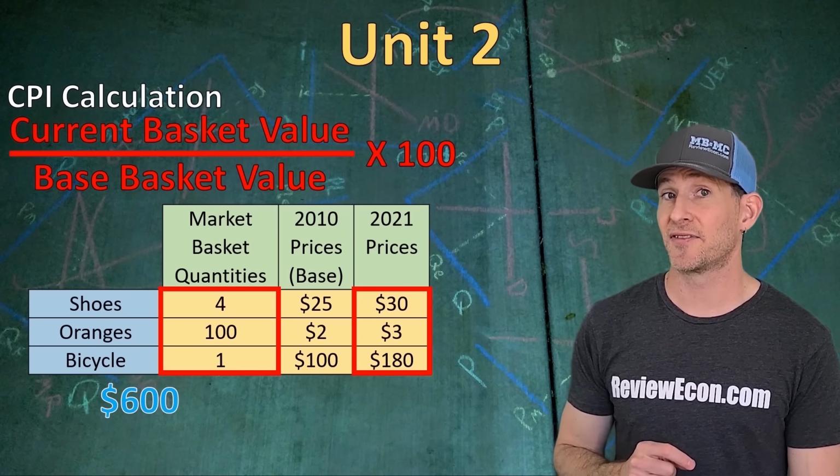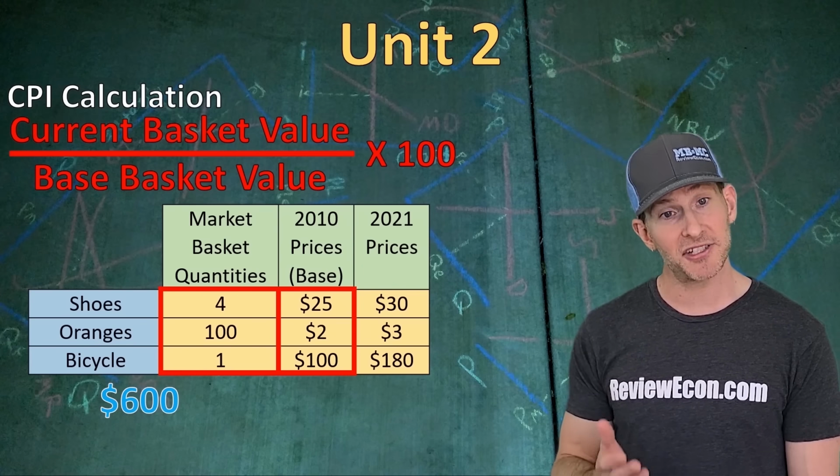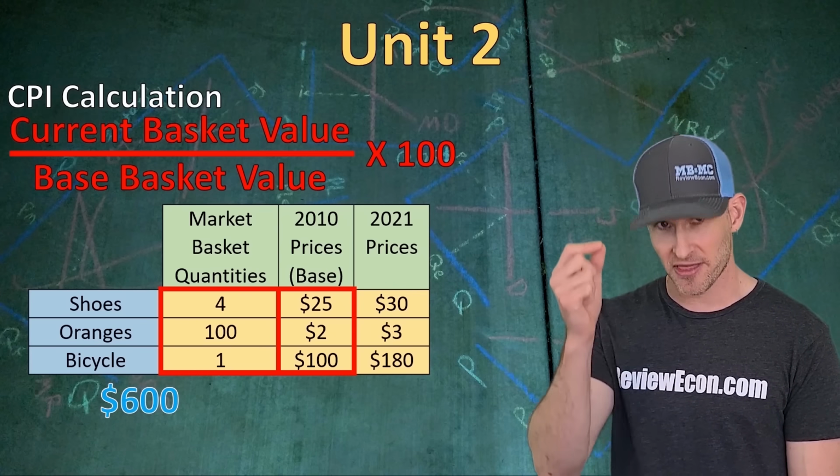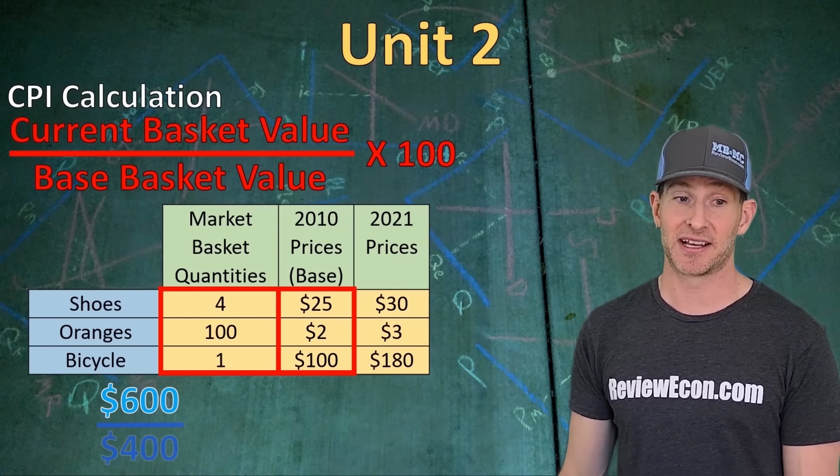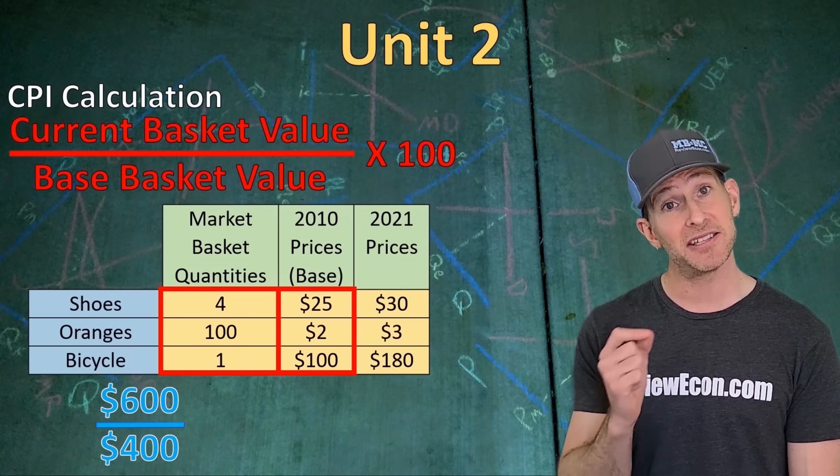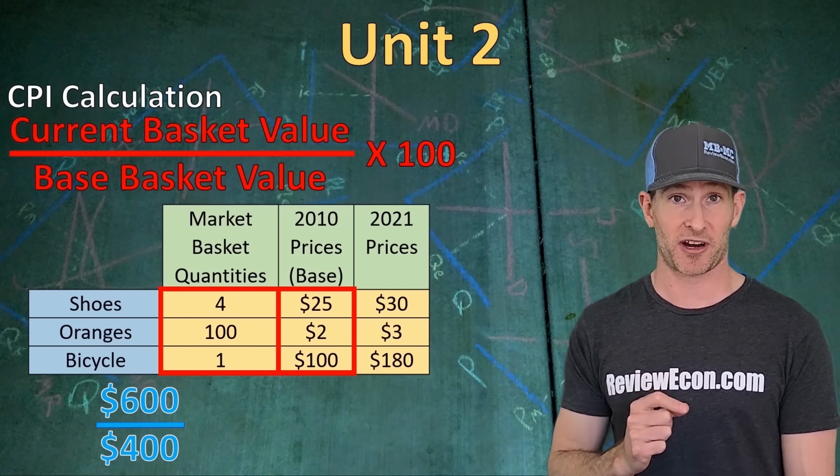Next, we're going to calculate the value of that market basket using base year prices, multiply them, then sum it up, and that gives us $400 in the base year prices for the value of this market basket.